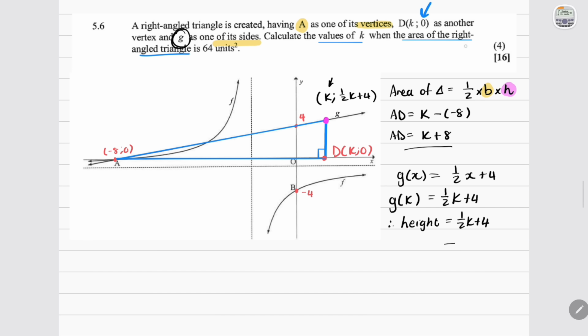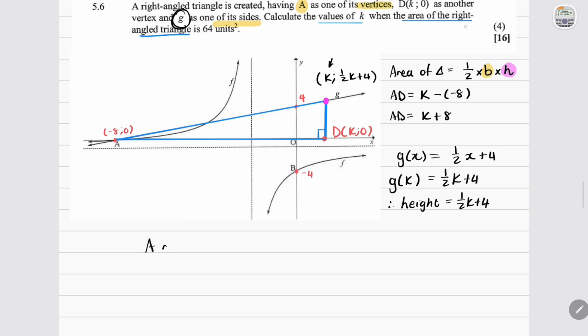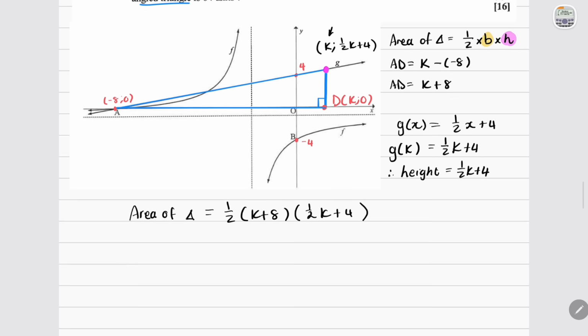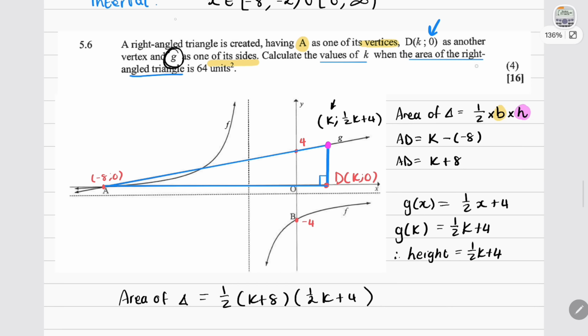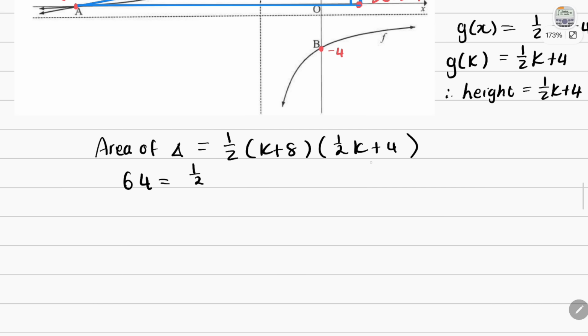Okay, so we've got the base, we've got the height. We can go ahead and work with this. They said the area of this triangle, so the area of the triangle is equal to a half multiplied by its base, which is k plus 8, times its height, which is a half k plus 4. That ends up being equal to 64 square units. So we're going to say 64 is equal to all of this.